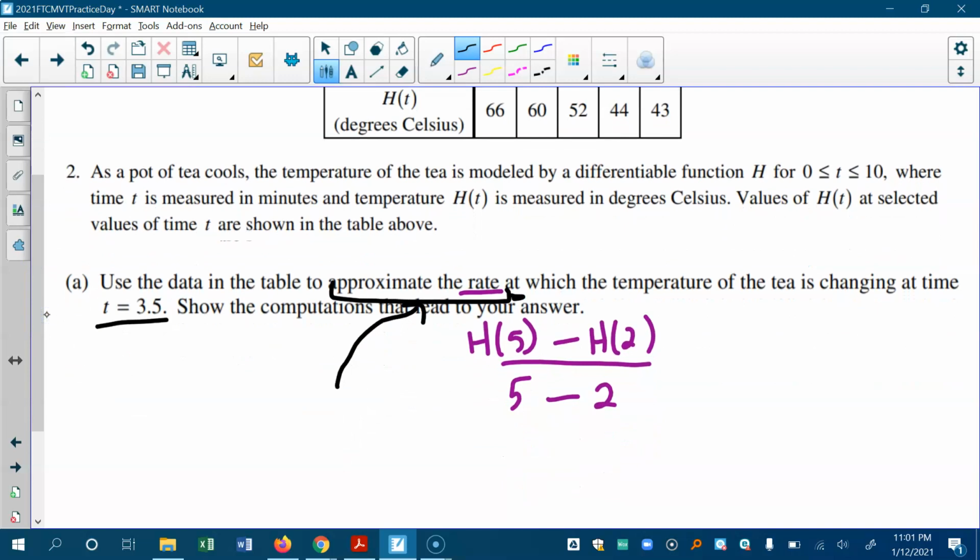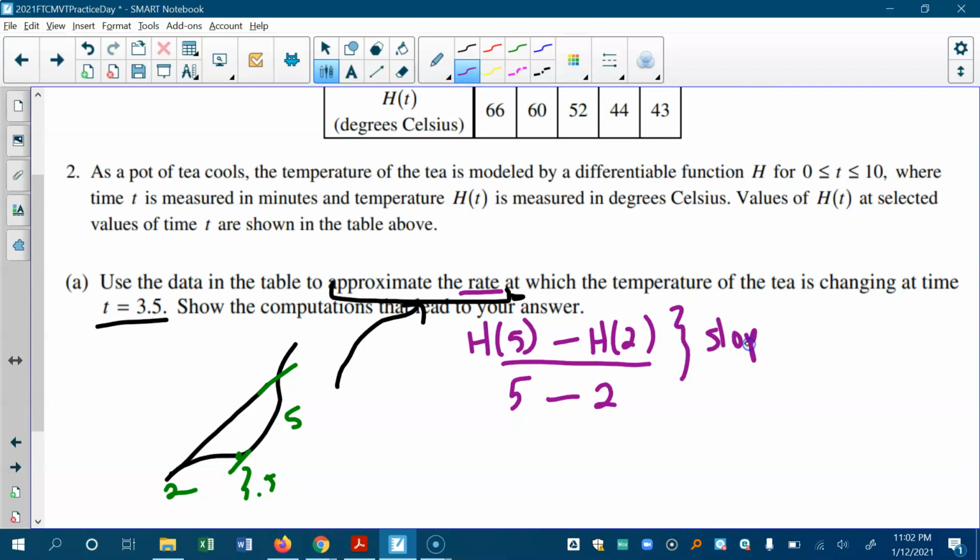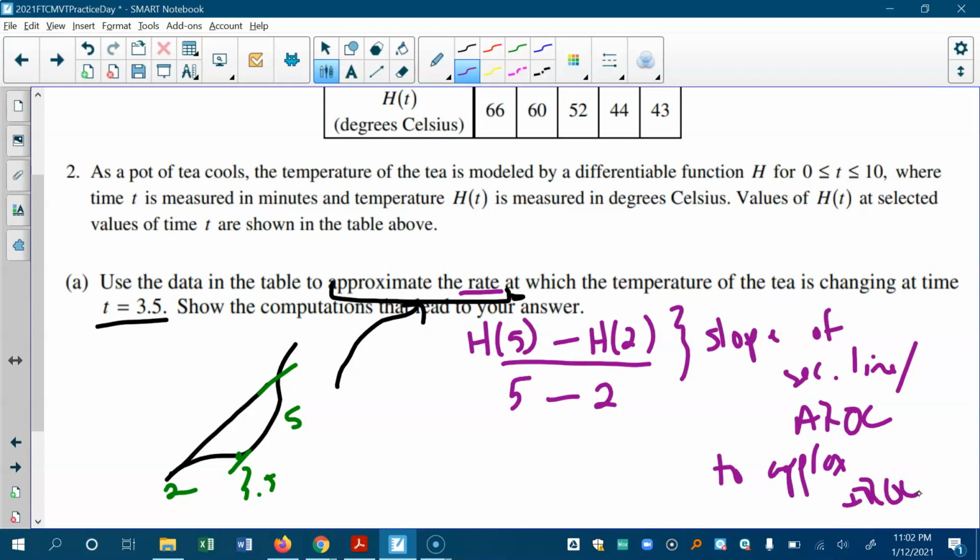And that idea is using the secant line. I'm just going to sketch some arbitrary graph here. I would have to use the secant line to approximate what actually happens at 3.5 in between 2 and 5. So it may not be the exact slope, it might not be the exact rate at t equals 3.5, but I'm using the slope of the secant line, or the average rate of change, to approximate the slope of the tangent line.